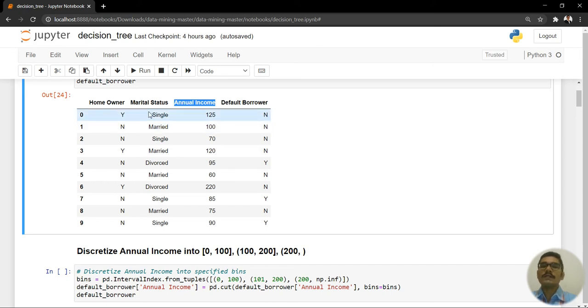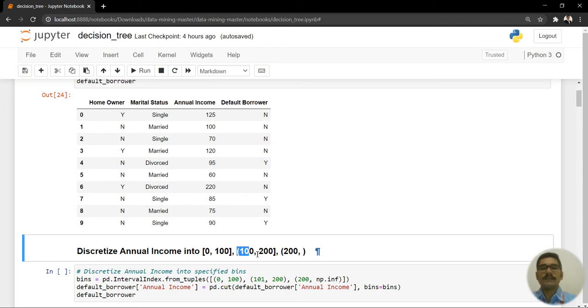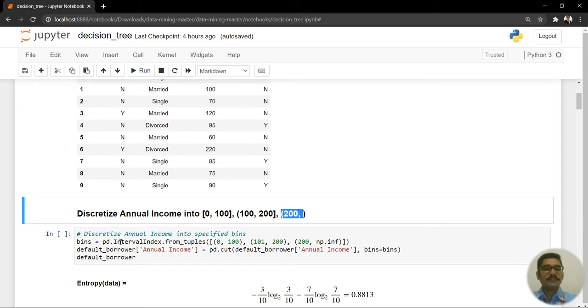For homeowner, from the data set we know it's a two-way split. For marital status, it is a three-way split, and annual income we will keep as a three-way split. We'll discretize the annual income into three ranges, that is 0 to 100, then 100 to 200, and 200 to infinity. So how do you discretize this? First of all, in pandas, we have something called from tuples.